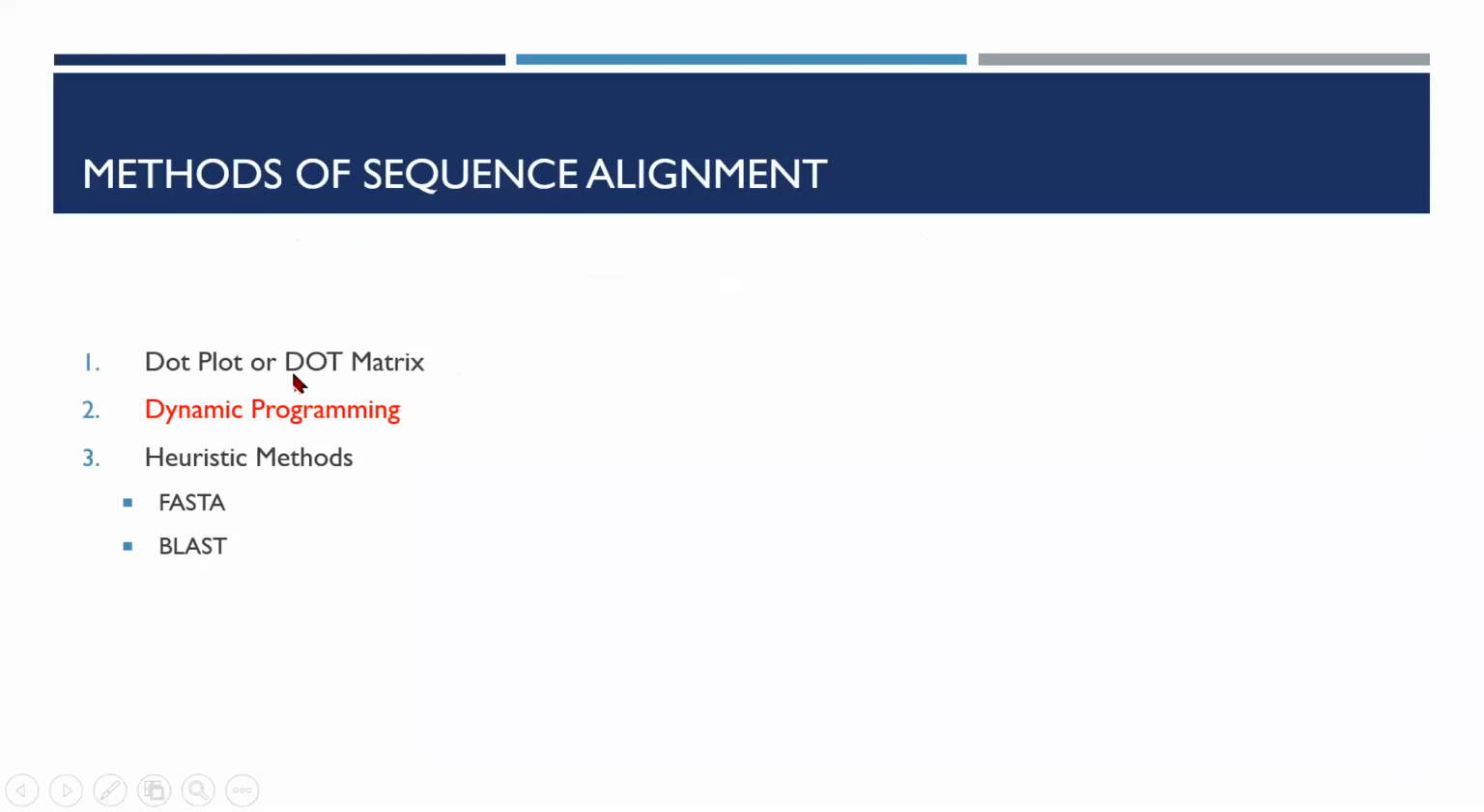In the last class, we discussed in detail the dot plot or dot matrix. Now, let's discuss the next method of sequence alignment, that is the dynamic programming method. As I mentioned earlier, all these methods listed here work for both nucleotide as well as protein sequences. Now, let's learn more about the dynamic programming method, which is a method of pairwise sequence alignment.